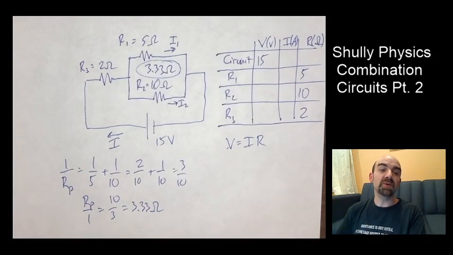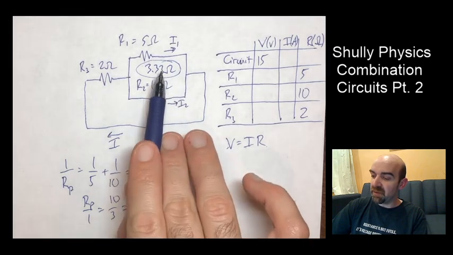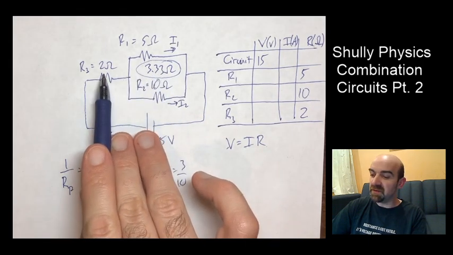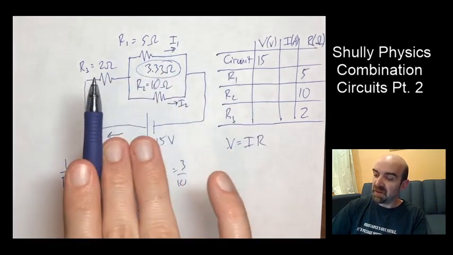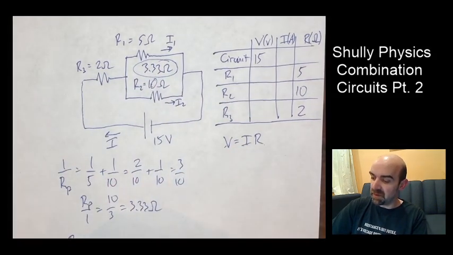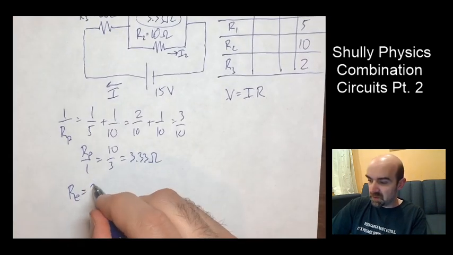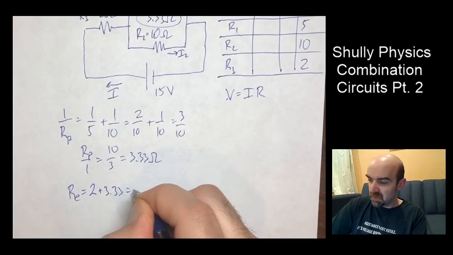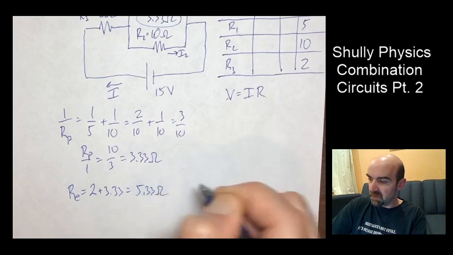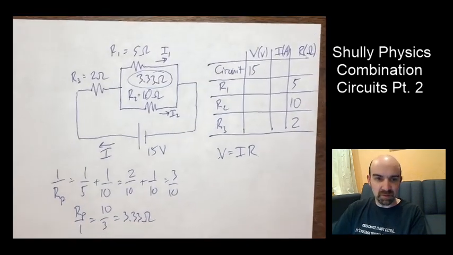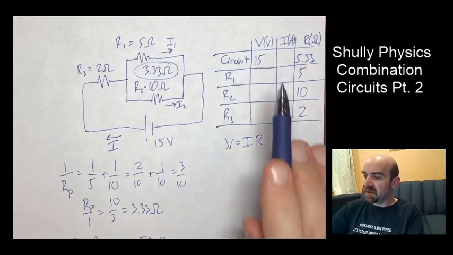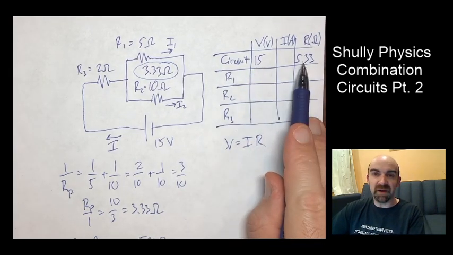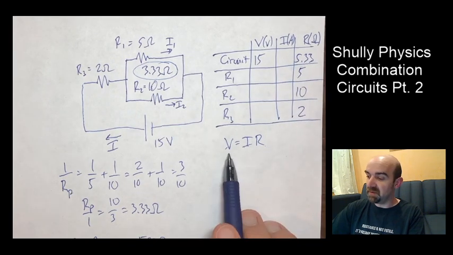I encourage you to write it in there. You're going to need it here in a second. So now we've got 3.33 ohms in series with 2 ohms. So the equivalent resistance of the entire circuit is 2 plus 3.33, which is 5.33 ohms. And I'm going to write that right up here, 5.33 ohms.